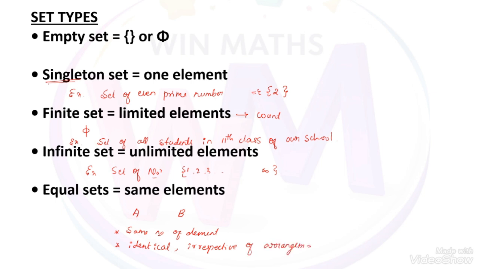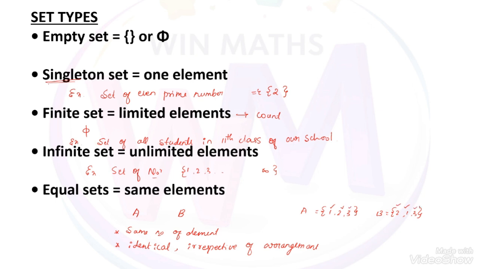For example, while considering equal sets, set A contains the numbers 1, 2, 3 and set B is 2, 1, 3. Here both A and B have exactly the same number of elements. 1, 2, 3 are 3 elements, and set B having 2, 1, 3 also has 3 elements. Then 1 is the same, 2 is the same, and 3 is also present.